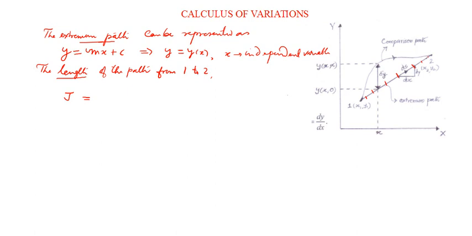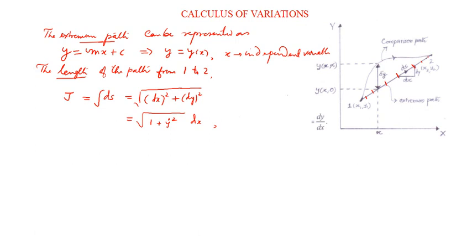So I can write this is equal to the integral of ds, where ds is shown in the diagram. Which I can express in terms of the variables x and y. So I can write this as root of dx square plus dy square, by simple Pythagoras theorem. Rearranging, this is the root of 1 plus y dot square dx.